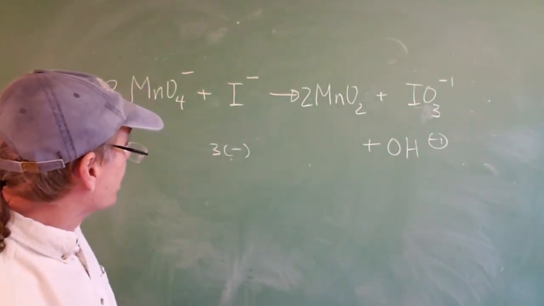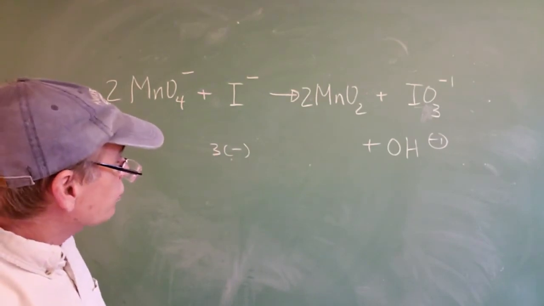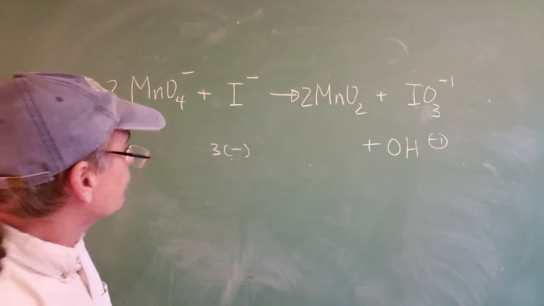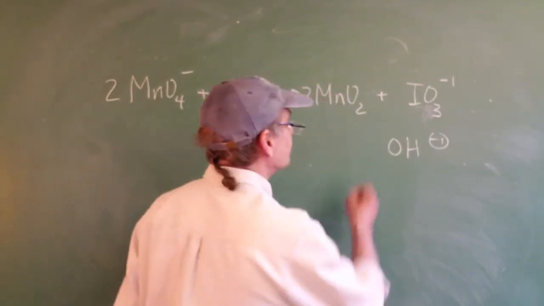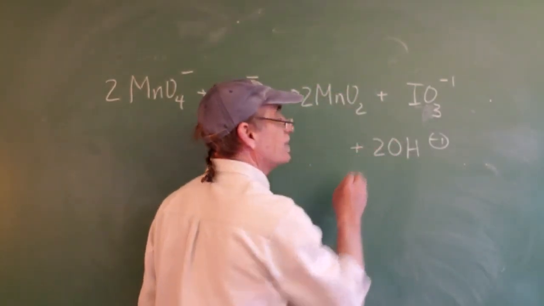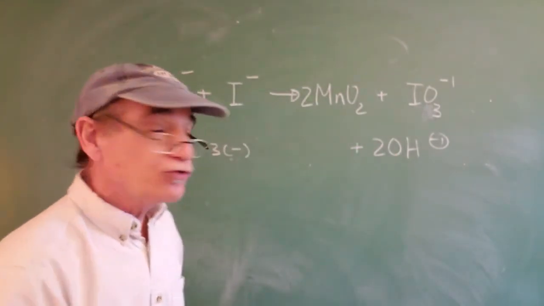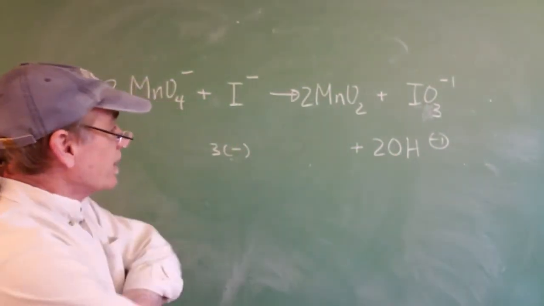It appears that I'm going to need a water molecule somewhere here. Oh, I'm sorry. I needed 2 hydroxides, didn't I? I said 2, and then I only wrote 1. Okay, so 2 hydroxides on that side. The charges are all balanced.